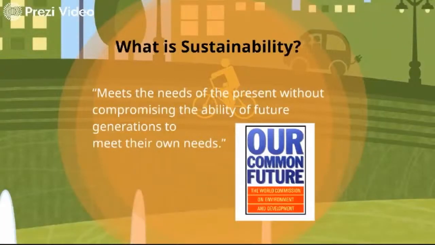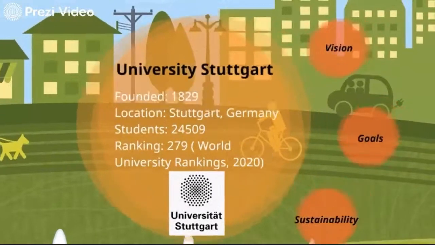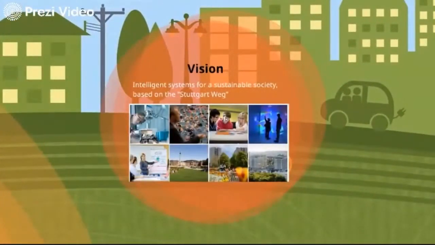Here is the meaning of sustainability as defined in 1987 during the World Commission on Environment and Development. Our university was founded in 1829. Here in Stuttgart, it comes with around 25,000 students, and it is ranked 279 according to the 2020 World University Rankings. Our university's vision is to continuously develop intelligent systems for a sustainable society based on the Stuttgart Way, a concept that aims for interdisciplinary integration of different fields based on the fundamentals of cutting-edge research at a disciplinary level.